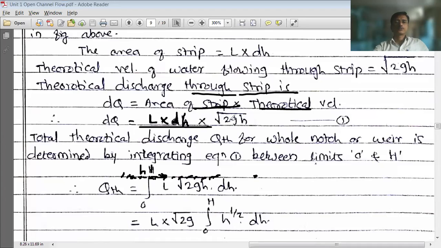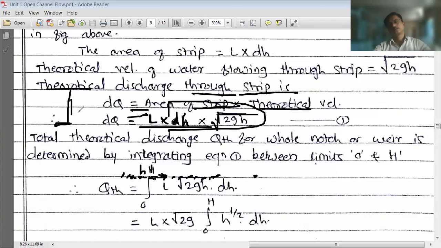What is the velocity of flow? Under root of 2gh. Right. This is the theoretical discharge for flow through the strip only. If I want to find out the total theoretical discharge between the crest of the weir and the top level of water, we have to do the integration of this equation.